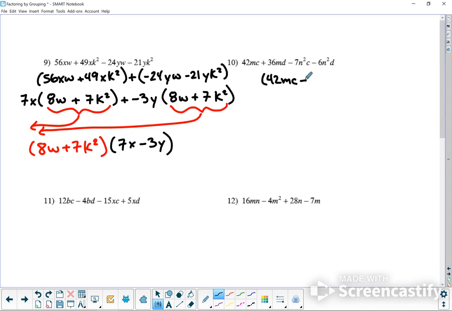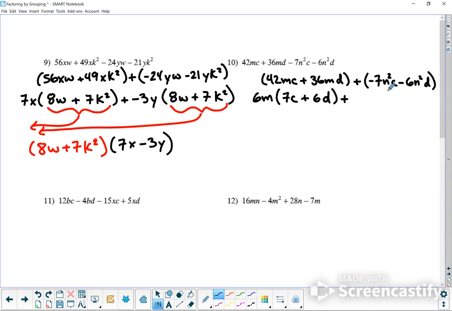42mc plus 36md, group it together, plus, and then it has a minus, so minus 7n squared c minus 6n squared d. Whew. These are challenging. All right, find out between 42 and 36. I'm thinking 6, and they both have m, so I'm going to factor out 6m. 42 divided by 6 is 7c, plus 36 divided by 6 is 6. Take out the m, you have a d left over.